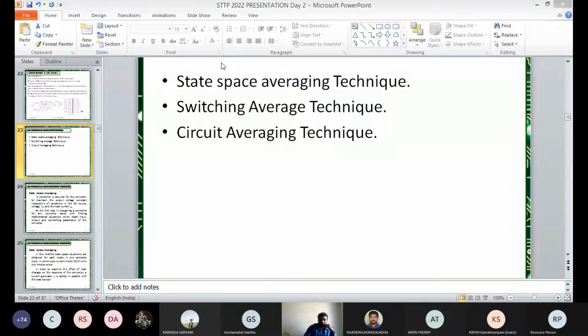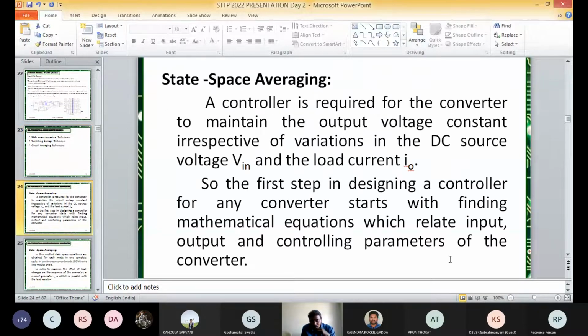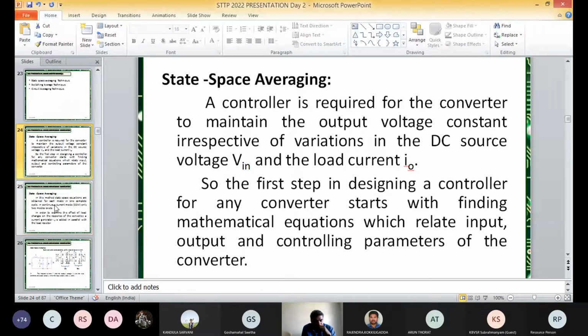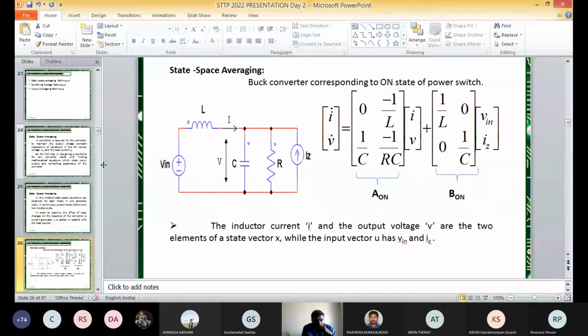In that, there are different techniques available. One is the state space averaging technique, another one is the switching averaging technique, and the third one is the circuit averaging technique. In the first case, we are using the state space averaging technique. So this is the basic introduction to the state space. Directly I'm moving to the state space model for the buck converter.